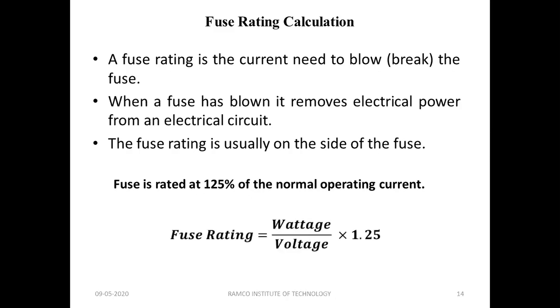The fuse rating is equal to wattage divided by volt, into 1.25. Wattage is nothing but power. The unit of power is watt. So divided by voltage, into 1.25, you'll get the fuse rating. Let me show some examples.